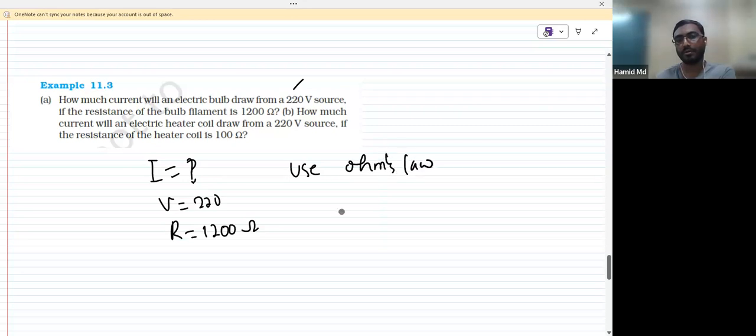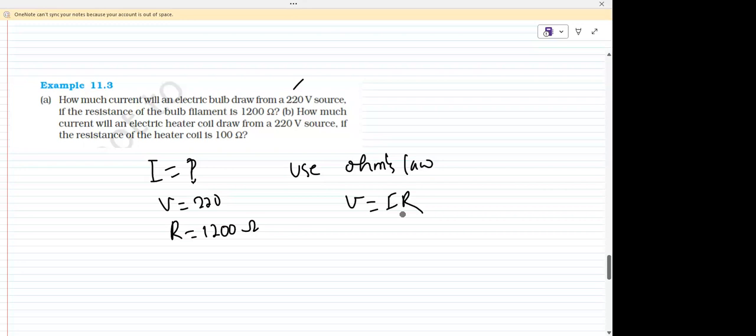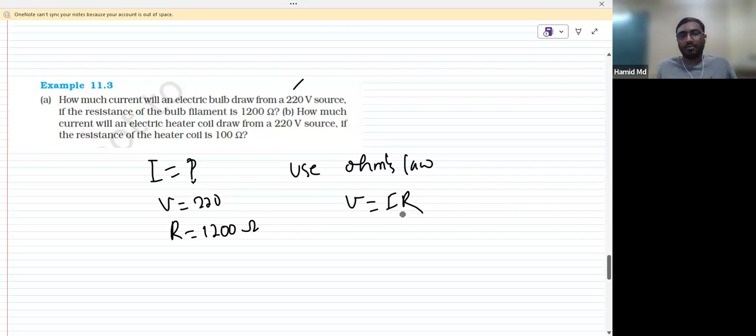Ohm's law: V is equal to IR. Now it's easy, na? Madiha, are you able to find it? Yes, sir. Jaslin and Ridwan both. Yes. So do it. Ridwan and Madiha, do it and show it to me.